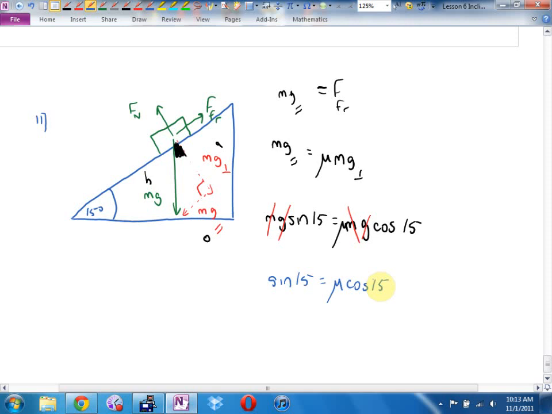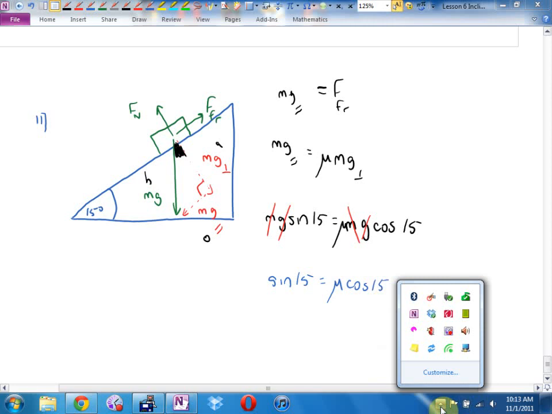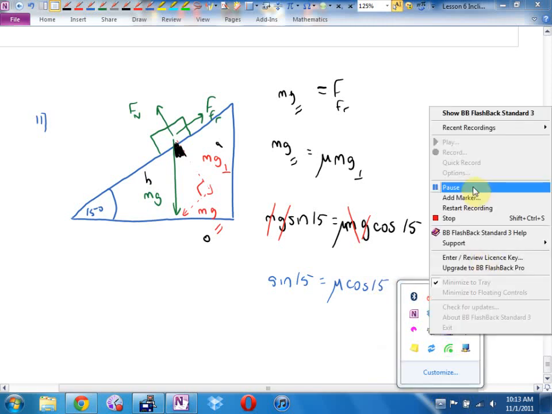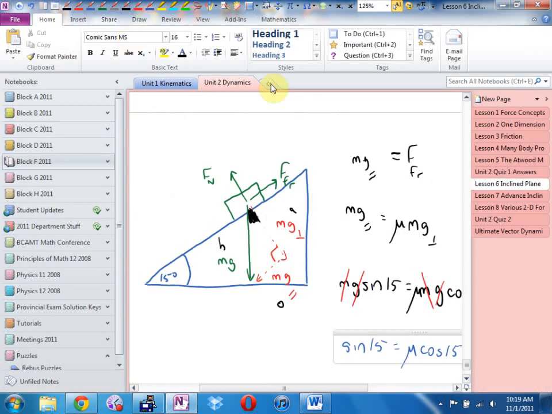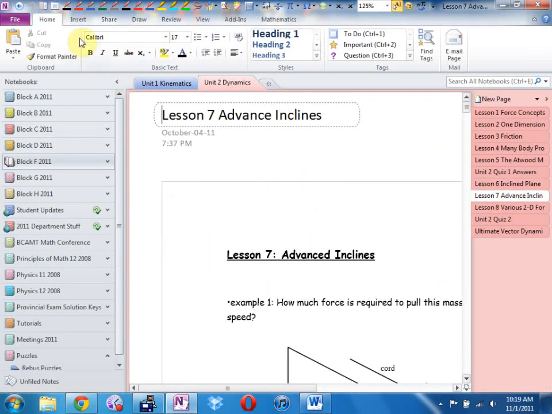I like that question. We call that a static equilibrium question. Very nice. Any others? Going once? Going twice. Okay, if you're done with that, if you want to hand it in either today or in the next couple of days, take a look at the lesson I just gave you. Lesson 7, please. Advanced inclines.